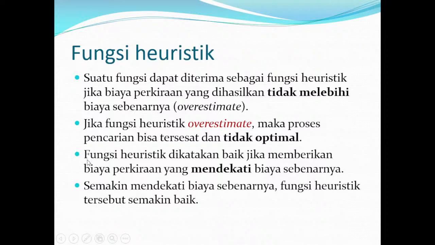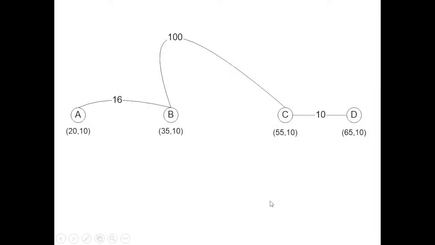Okay, and then the next one is our heuristic function. When the estimate is close to the actual cost, we will say that the heuristic is quite good enough. So the closer it is to the actual cost, the better the heuristic function that we propose. Okay, that's where this illustration comes to our next slide.